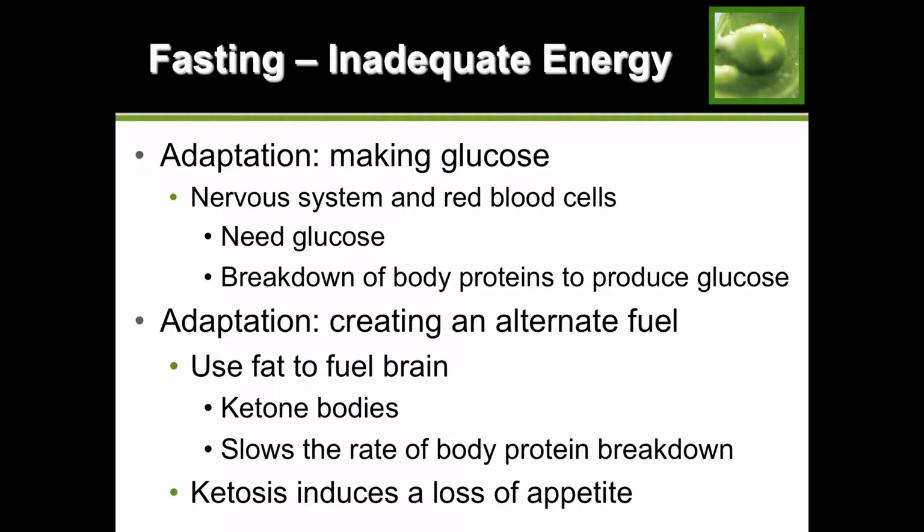So, adaptation. Making glucose. Your nervous system and red blood cells need glucose. So your body starts to break down body proteins to produce glucose. Another adaptation is creating an alternative fuel. This is your ketone bodies. This is when you use fat to fuel the brain. So you break down fat into ketone bodies.